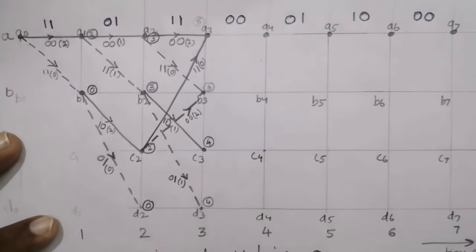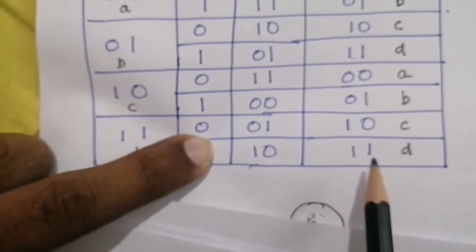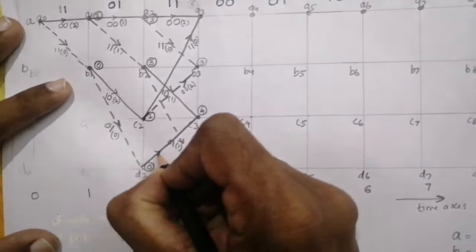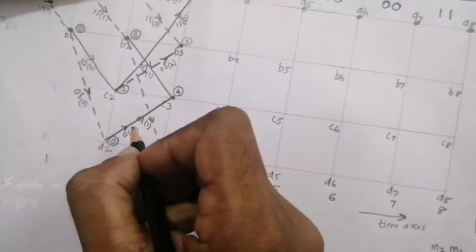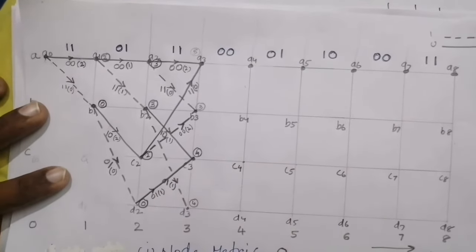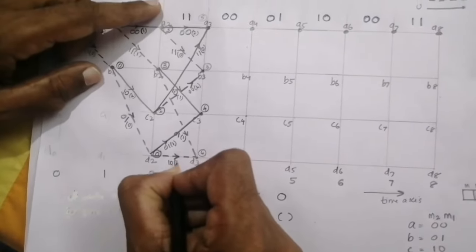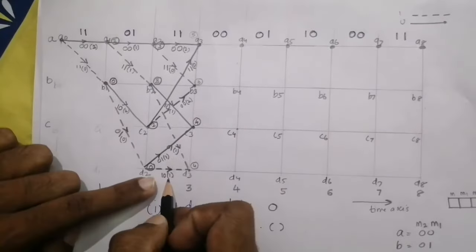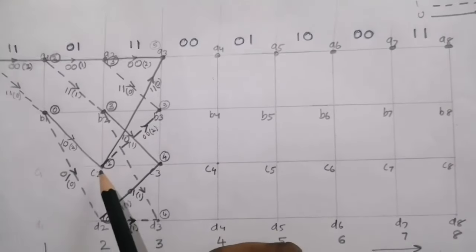Similarly, at D2, if 0 comes, it will go to C. I will draw like this. Output is 0 1. Discrepancy is 1. If 1 comes, goes to D. Output is 1 0. Now discrepancy is 1. Discrepancy between 1 1 and 1 0, that is 1. Now again we need to find the node metric.